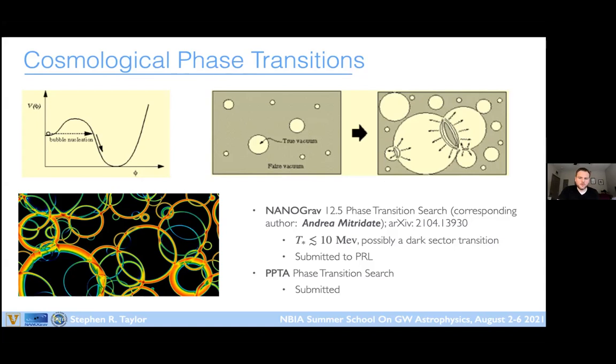Now we probably can't probe grand unified theory phase transition scales, but we could probe lower temperature dark sector phase transitions. Dark sector transitions and dark sector particle physics are all the rage at the moment. I'm not an expert, but if you're interested, then please see the recent NANOGrav search on this.